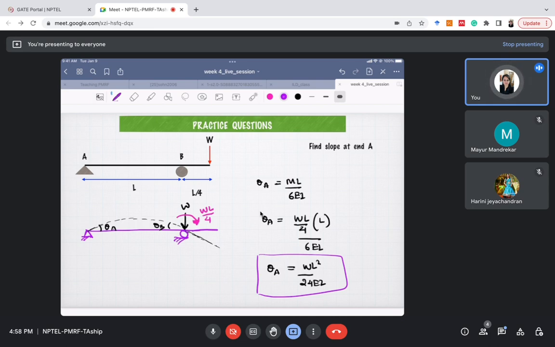Is it clear, Harini and Mayur? Cleared now, no? If you don't want to use that free body diagram, you can simply use this method of load shifting. Okay, if it is clear, then practice all these questions.